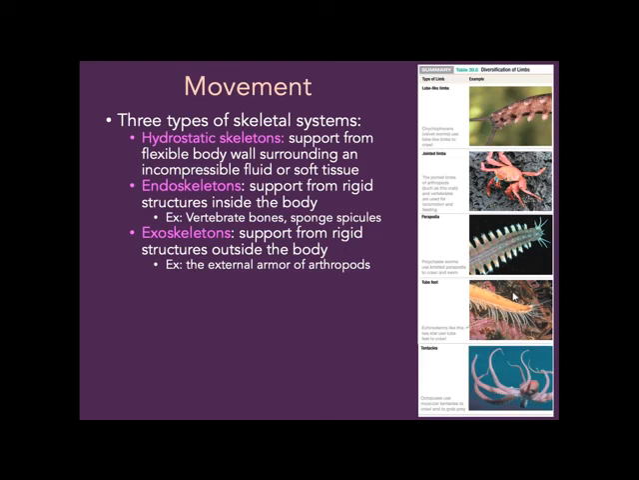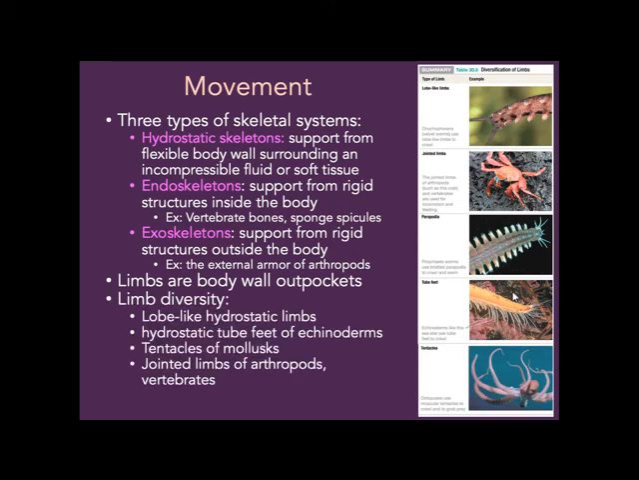If you've ever thought about it, the limbs, our arms and legs, are basically out pouches of our body wall. Okay, that's gross. There's lots of diversity in limbs, so you could have lobe-like hydrostatic limbs, so think of like a little caterpillar, or the lobe-like limbs of an onychophoran velvet worm. And so they're just little squishy limbs that it can move by flexing against the water inside of them. The little feet, tube feet of echinoderms, are also kind of hydrostatically controlled. The tentacles of mollusks are hydrostatic as well.